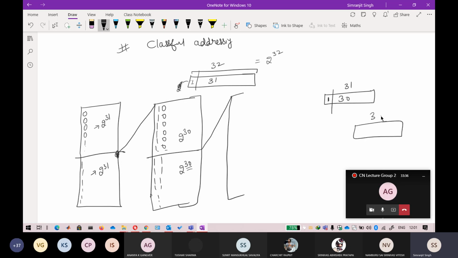I am writing it as 30. I am again fixing one bit here, and the remaining will be 29. Understand this: the first two bits, 1 1, are fixed. I cannot change them, but now I am fixing the third bit. If I fix the third bit, I can again divide this part into two parts.